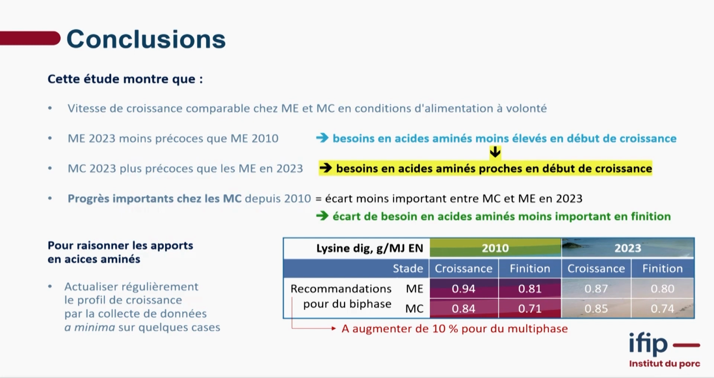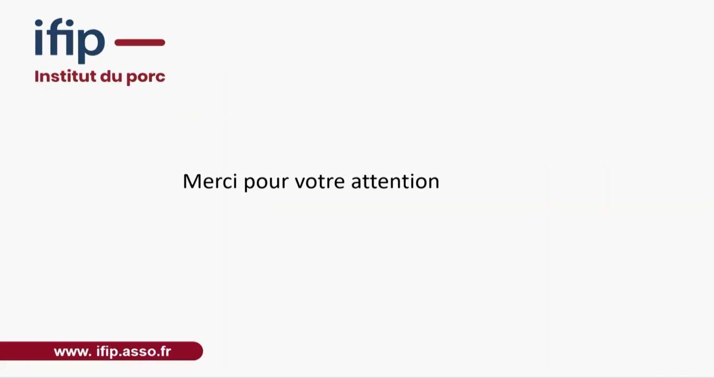So you do a two-phase feeding pattern. If you want to have a multi-phase pattern, you need to anticipate that not all pigs are similar. So you have to apply a 10% or 15% safety margin to the values I'm giving you today.